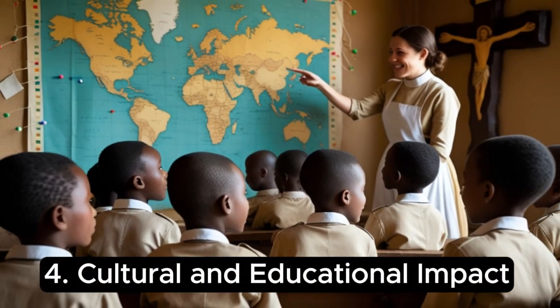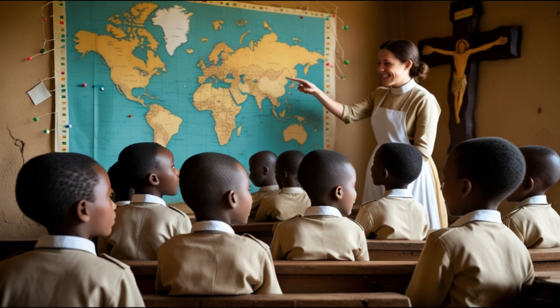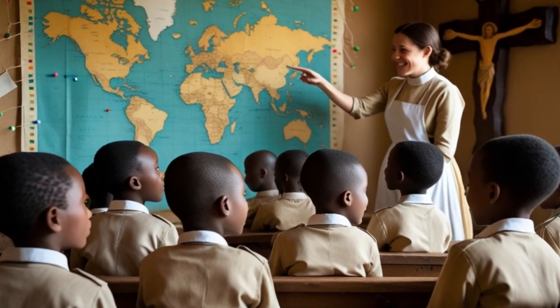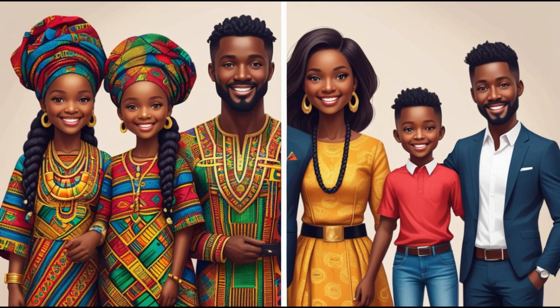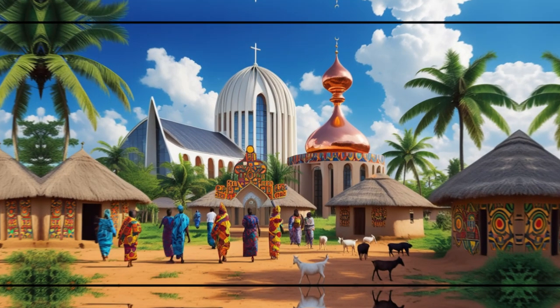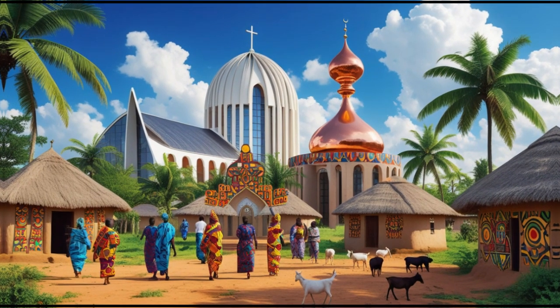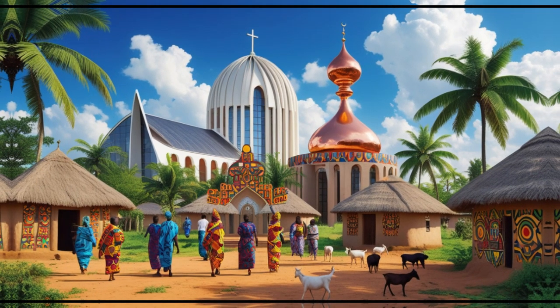Cultural and educational impact. Colonialism imposed European languages, religions, and educational systems. While some Africans gained access to Western education, it often came at the cost of indigenous knowledge systems and languages. Christianity spread widely, often replacing or marginalizing traditional beliefs. European languages became official languages, sidelining local tongues.